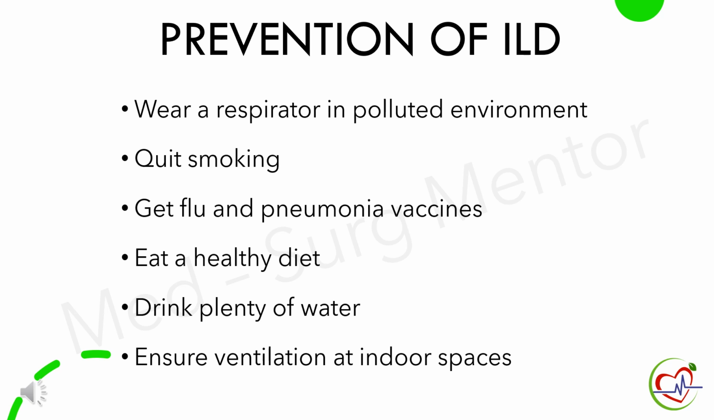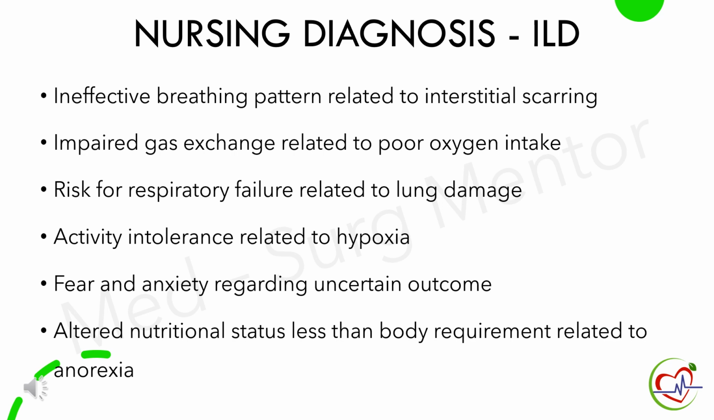Now let's move on to the preventive measures of interstitial lung disease. They are wear a respirator or a mask in polluted environment, quit smoking, get flu and pneumonia vaccines, eat a healthy diet, drink plenty of water, and ensure ventilation at indoor spaces.